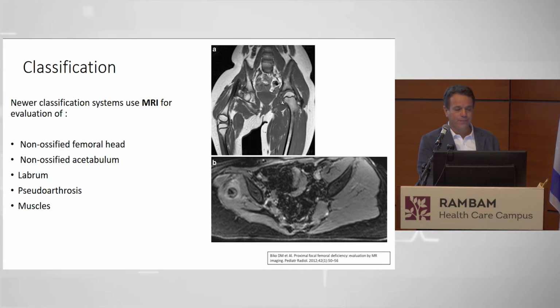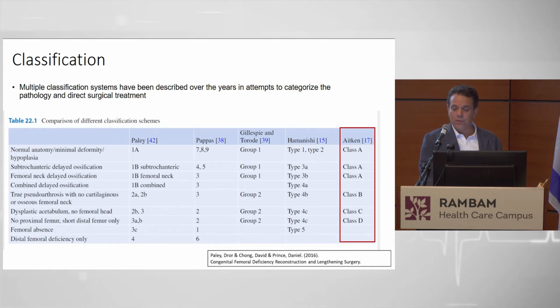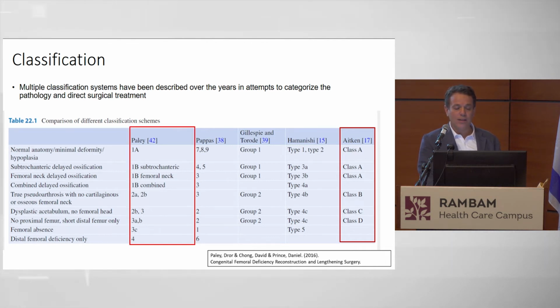There are many classification systems that have been described over the years in an attempt to categorize the pathology and to direct the surgical intervention that we want to do. The oldest and most famous one is Aitken from 1959, and it was used worldwide. But we will mostly elaborate on the Paley classification, which is the common language and the classification we are used to when we talk about the pathology.